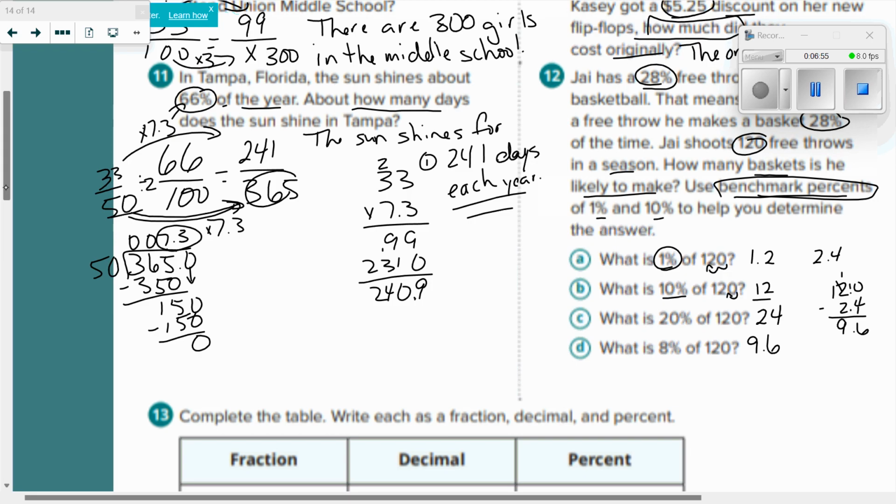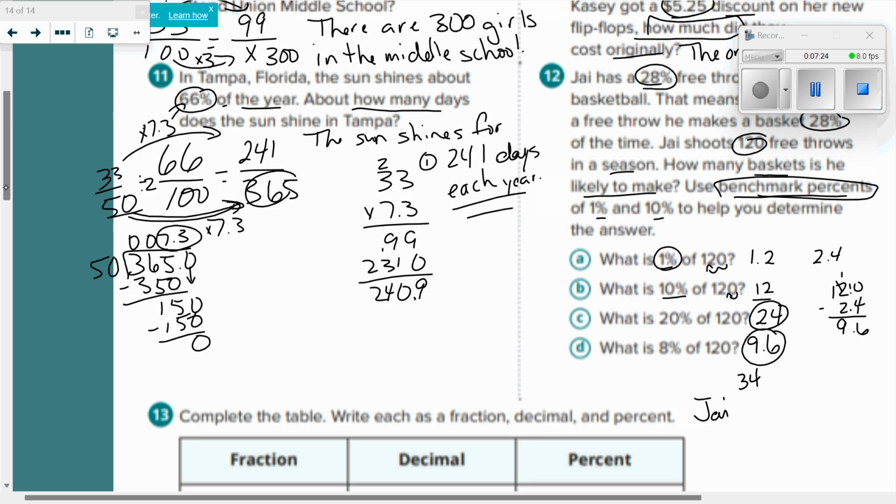So to figure out my 28%, I need the 20%, 24, plus my 8%, 9 and 6 tenths. Because it's free throws, I can't make a 6/10 of a percent, so I'm going to round that up. It's going to be 24 plus 10 or 34. So Jay makes about 34 free throws.